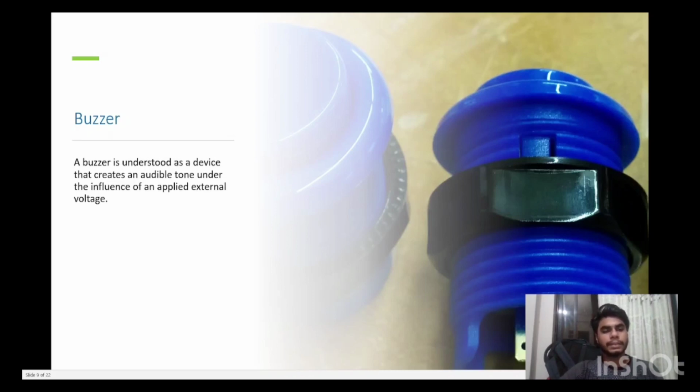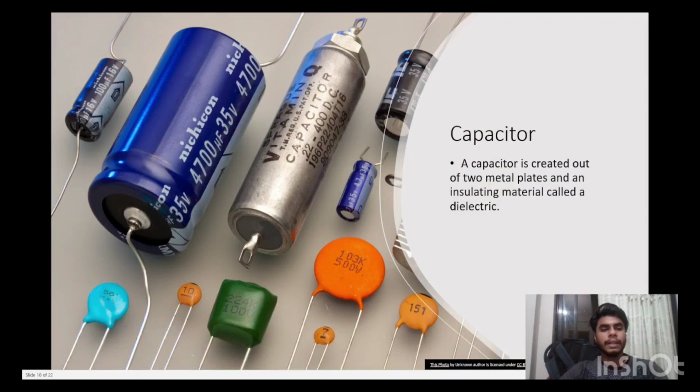A buzzer is understood as a device that creates an audible tone under the influence of an external voltage. Also, the buzzer is a sounding device that can convert audio signals into sound. It is usually powered by DC voltage and it is widely used in alarms, computers, printers, and other electronic products as sound devices. So here is my next topic, capacitor.